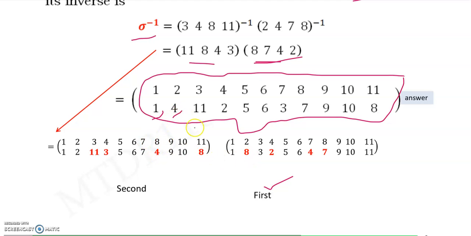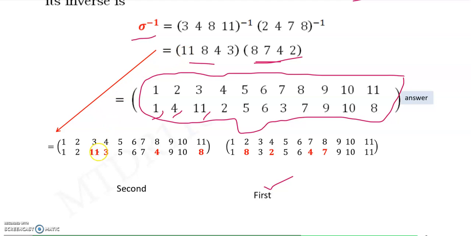So I write 4. Now 3 goes to 3, here 3 goes to 11. So I write 11. Similarly, you can fill. This is the answer. Okay. So see, this is a cycle form. This is a cycle form. From these two cycle forms, how we write the inverse.